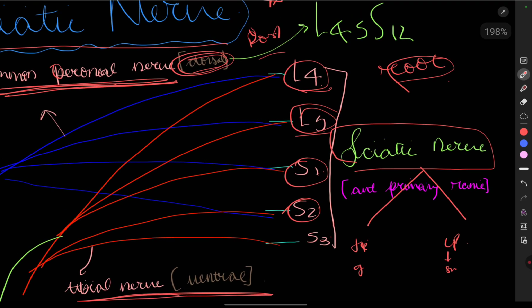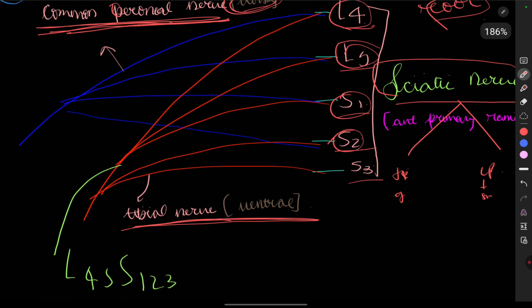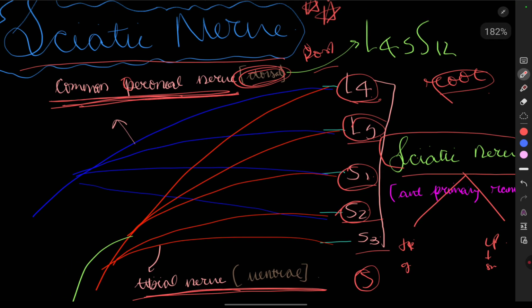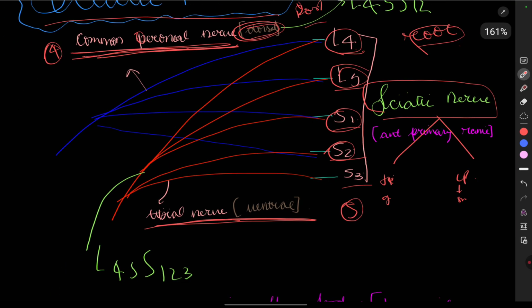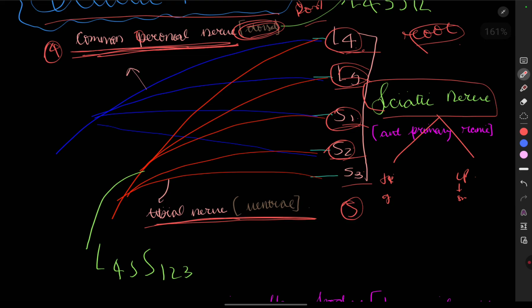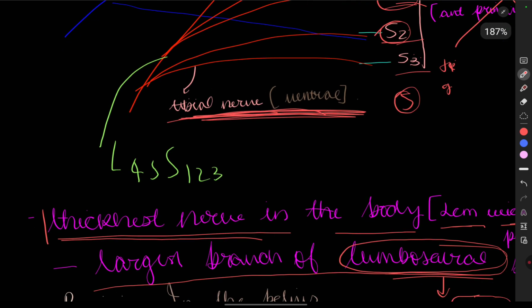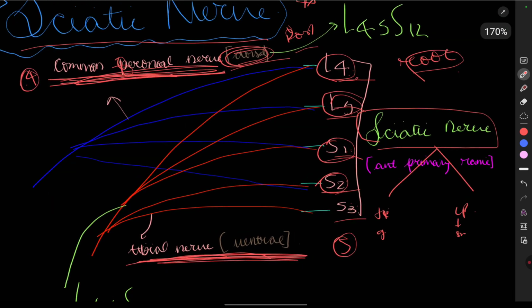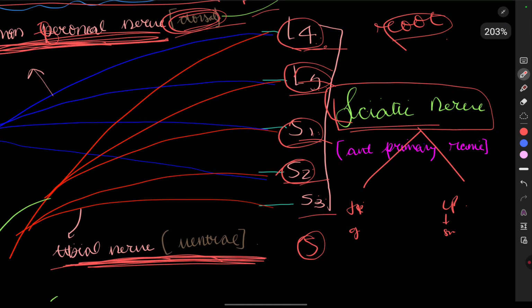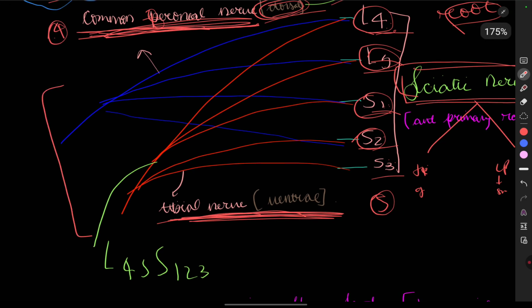So the tibial nerve is from L4, L5, S1, S2 and S3, five roots, and the common peroneal is from four roots. L4, L5, S1, S2 is the common peroneal nerve, and L4, L5, S1, S2, S3 is the tibial nerve on the ventral side. The common peroneal nerve is on the posterior side, because P for posterior, P for peroneal. Both together form the sciatic nerve.